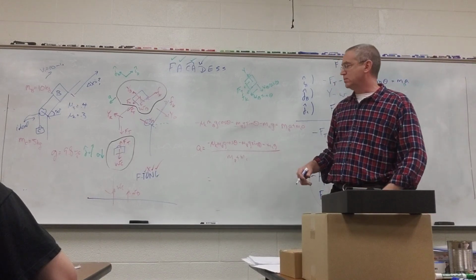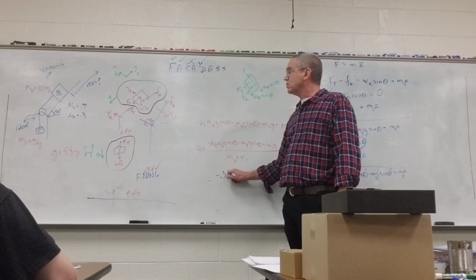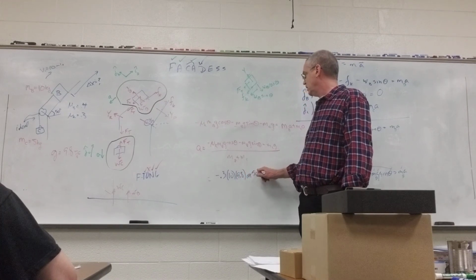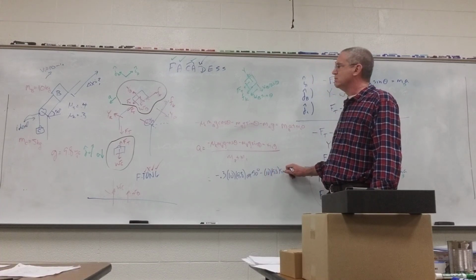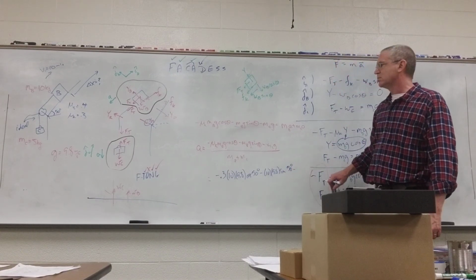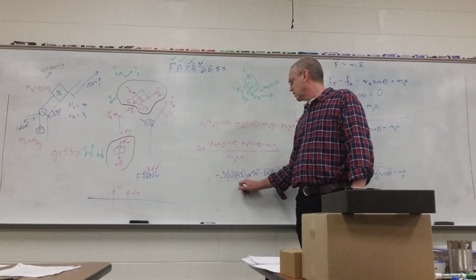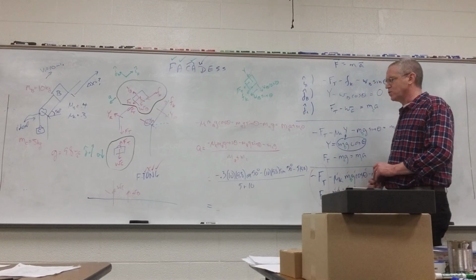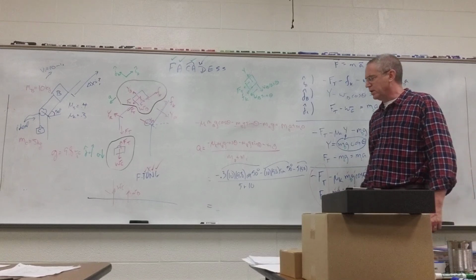And so now let's plug and chug. So negative 0.3 times 10 times 9.8 times the cosine of 50 degrees minus 10 times 9.8 times the sine of 50 degrees minus 5 times 9.8 divided by 5 plus. So you're working it out, if you give me the three things on top, I'll do the denominator.